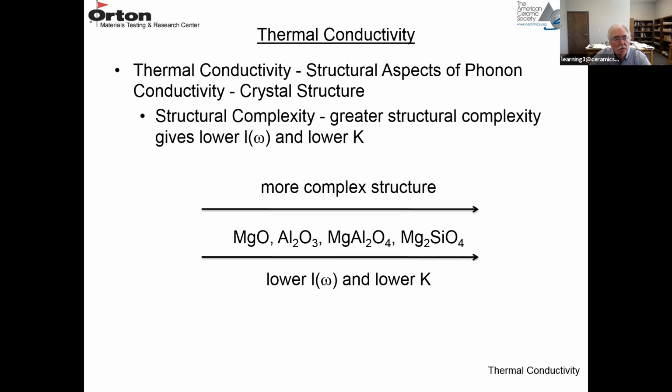The structural aspects of phonon conductivity: for any crystal structure that becomes complex, as the complexity increases, it lowers the mean free path and therefore lowers the conductivity. So MgO is one of the highest conductivity refractories. It's a simple cubic structure, but as you go to alumina, to spinel and then forsterite, the structure becomes more complex. You have a lower mean free path and a lower conductivity.